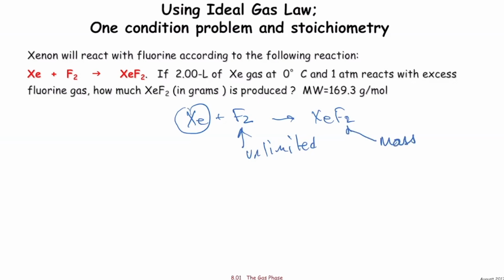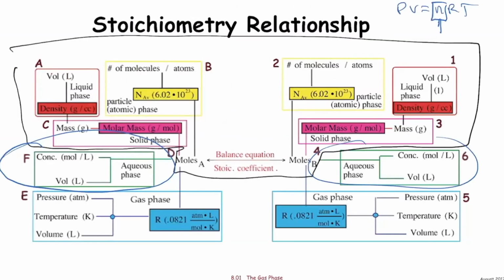This reaction is a 1:1:1 ratio. So the first thing we need to do is figure out the moles of xenon. Why? Because if we know the moles of xenon, then we can calculate the moles of xenon difluoride. And then if we know the moles of xenon difluoride, we can calculate the mass of xenon difluoride.